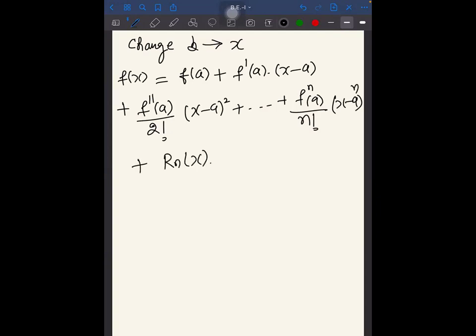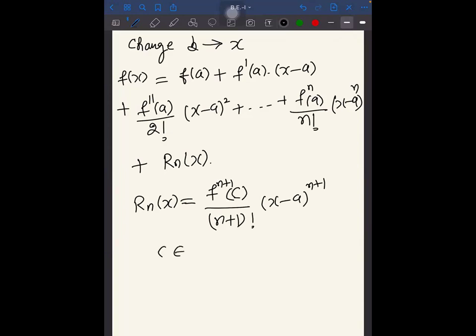And what is that Rnx? Which we have already explained. So Rnx is, sorry, f^(n+1) at c upon n plus 1 factorial into x minus a to the power n plus 1. Okay, so where c is what? C is some number between a and x. Okay, c is some number between a and x.